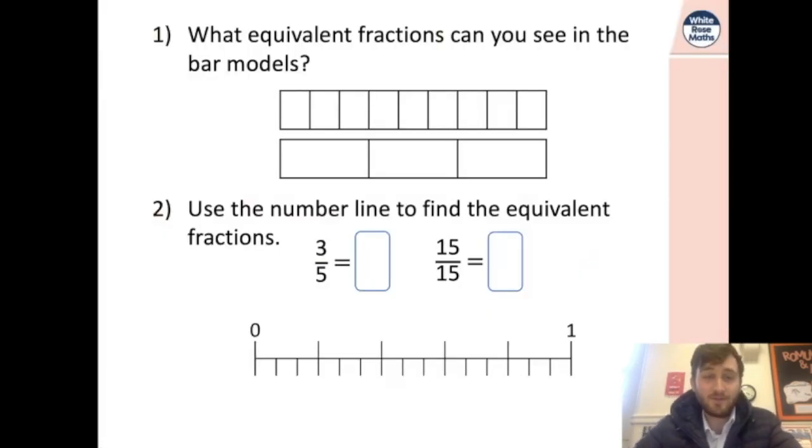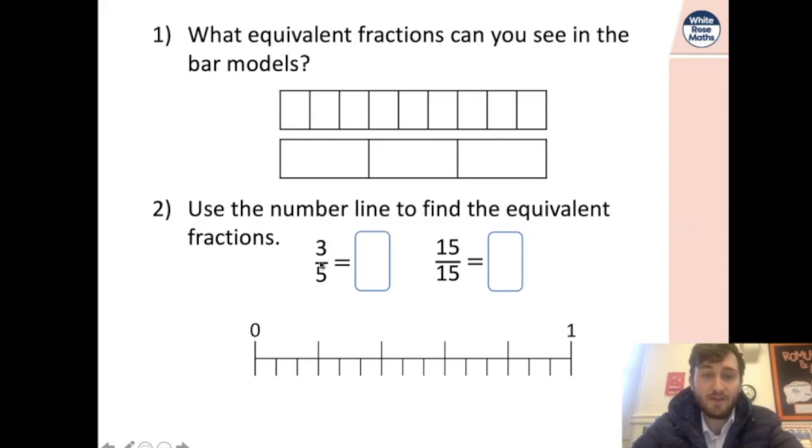Now as always we've got two questions on our starters. It says, what equivalent fractions can you see in the bar models? So you might want to shade some in, and remember equivalent means the same as or equal to. So what can you find in this one? And then it says use the number line to find the equivalent fraction.